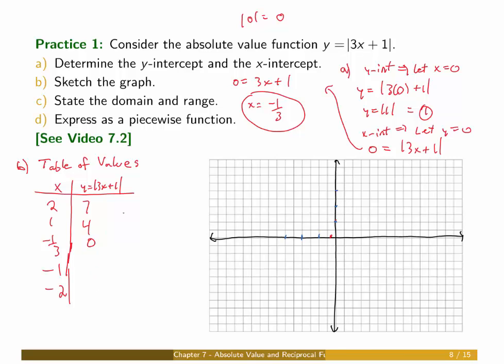Now this is the absolute value. So at negative 1 we have 3 times negative 1 plus 1. So we have negative 3 plus 1, so we have negative 2. So that's equal to 2. So this will come out to be 2. And at negative 2, you can do the math here. This will come out to be 5. Okay? So now you can just plot those points and connect the dots.